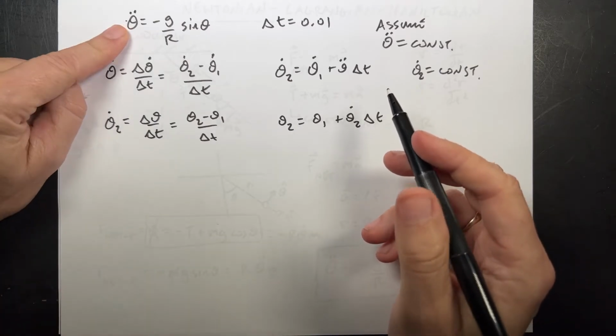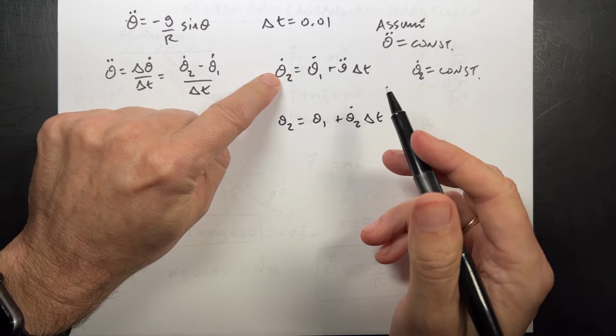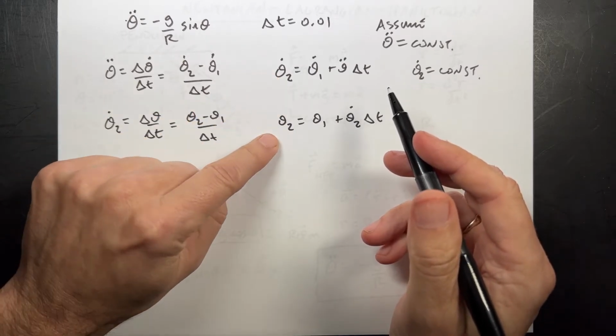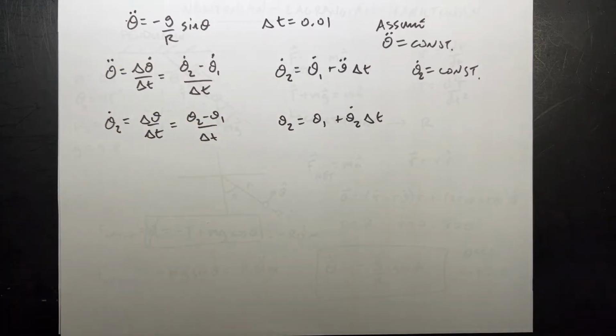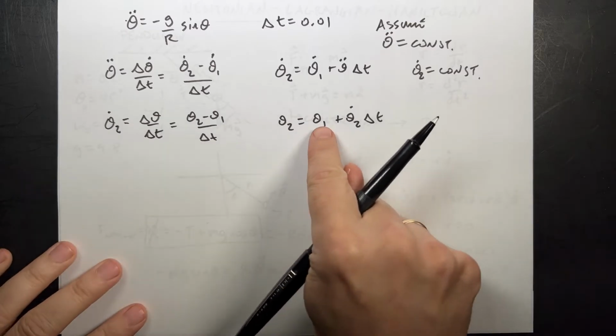So I calculate theta double dot. I use that to update theta dot. I use that to update theta, and then I just do it again for the next time interval over and over and over again. But I need numbers, right? So I need to know the initial theta.